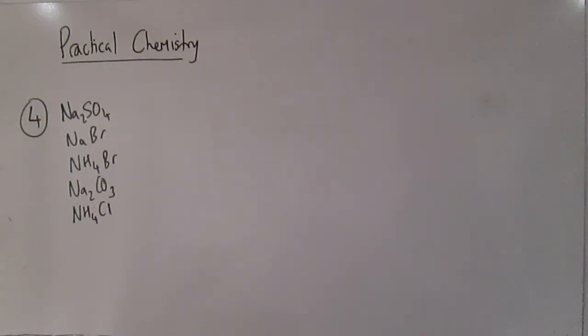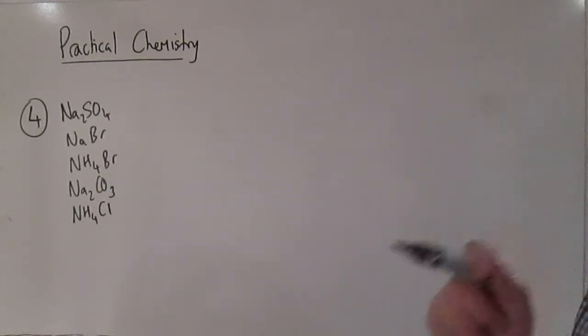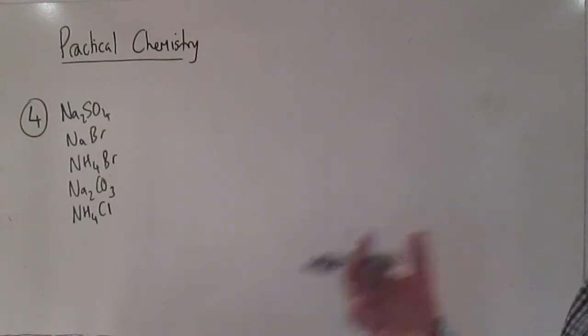Question 4 wants a series of test tube reactions to figure out which is which of these solutions. Again, you've got to read the question carefully and notice that it wants you to describe the test and the observations, but it also, in this case, wanted equations. And of course, if you missed the equations out, you lost a lot of marks. So again, read the question really carefully.